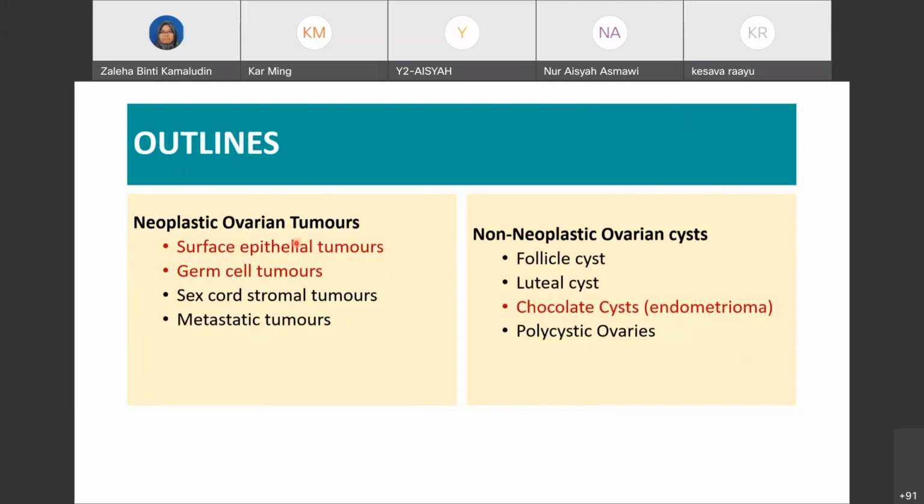So in general, ovarian tumor can be divided into two. The neoplastic, which means the tumor, is classified based on whether it is a surface epithelial tumor, germ cell tumor, sex cord stromal tumor, or a secondary metastatic tumor from elsewhere. And for the non-neoplastic ovarian cyst, we have follicle cyst, luteal cyst, chocolate cyst or endometrioma, and polycystic ovaries. But for today's lecture, you have to know about the chocolate cyst. The rest, the follicle and luteal cyst, you can read later on, all right?